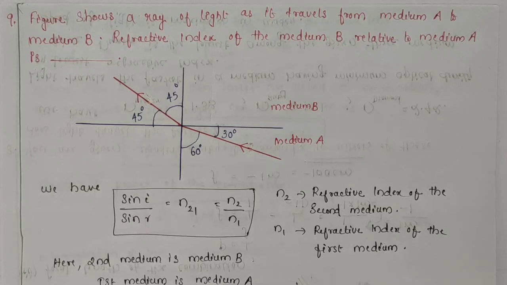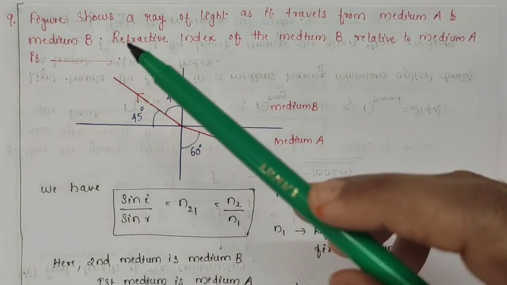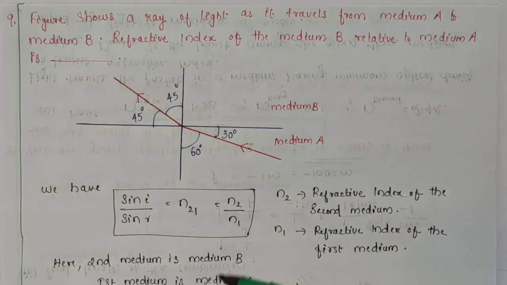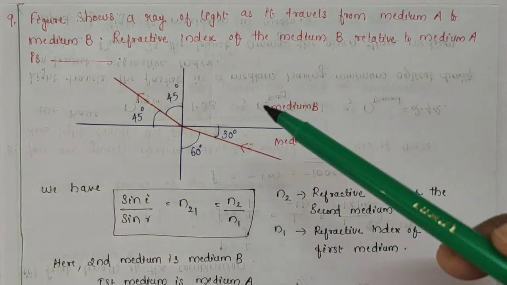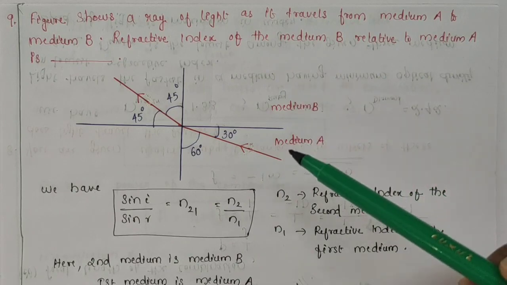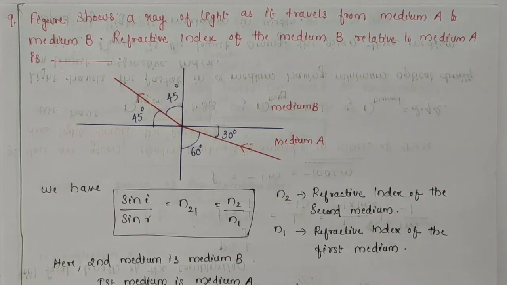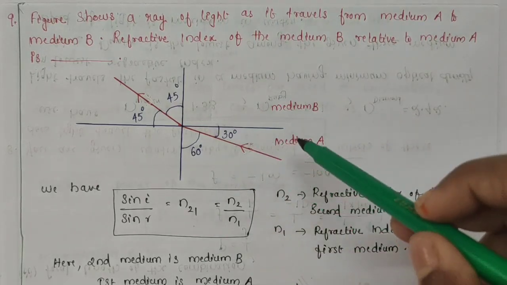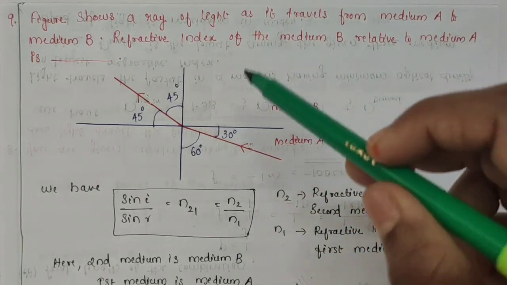Now let us see the next question. Figure shows a ray of light as it travels from medium A to medium B. Refractive index of the medium B relative to medium A is dash. This is the figure given. Angles are also marked here. This is the medium A. This is the medium B.